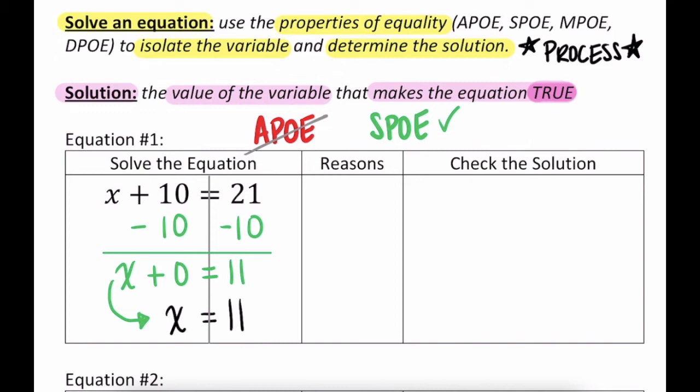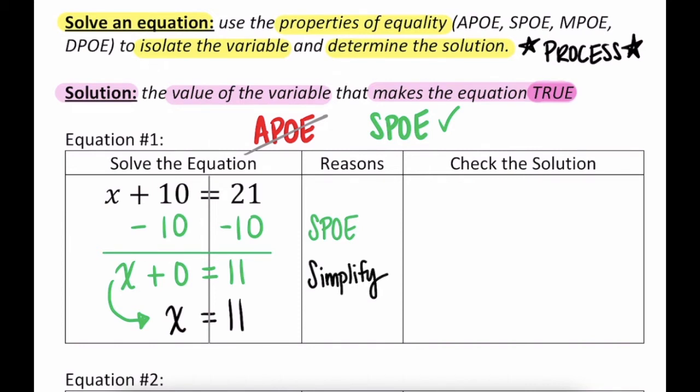So what are these reasons? These reasons are basically stating what we did here. The first thing we did is we chose to apply the subtraction property of equality. And then after we did the subtraction property of equality, we did the math. We did the subtraction. That in math is called simplify. Simplify means do the math.